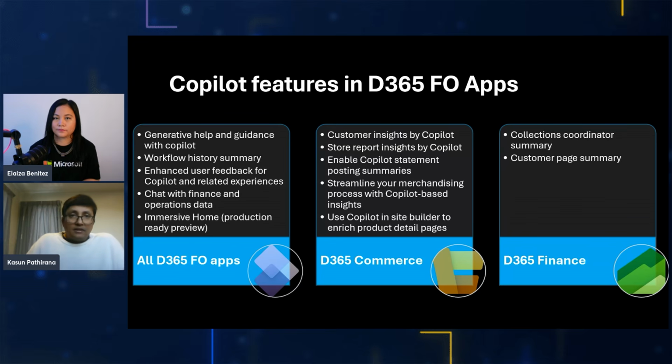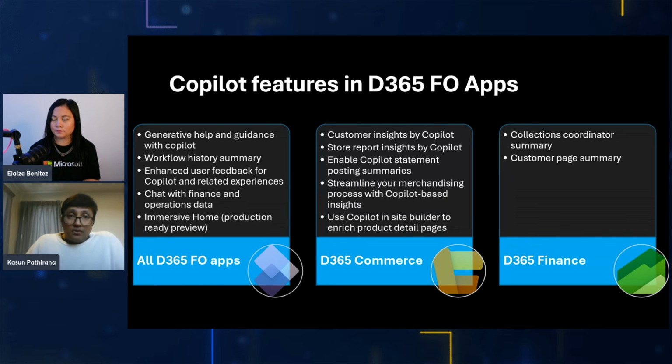And next up, the customer insights by Copilot. So that is actually when a customer enters the store, then store staff may be looking at the customer and be able to analyze the customer purchasing patterns, timeline of activities, including their behavior patterns and all sorts of information on the customer side. And Store Report Insight by Copilot. Store Report Insight by Copilot provides natural language summaries of store reports in the Dynamics 365 Commerce Store app.